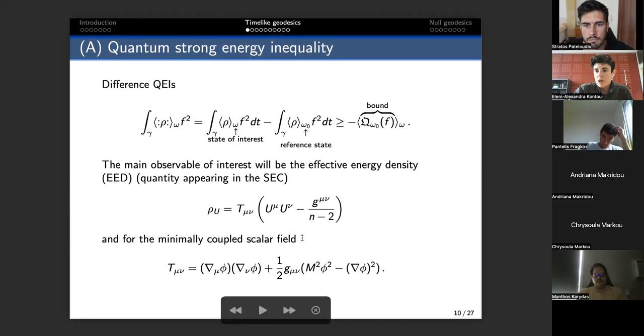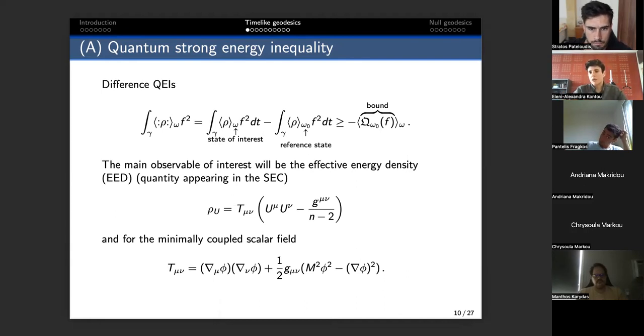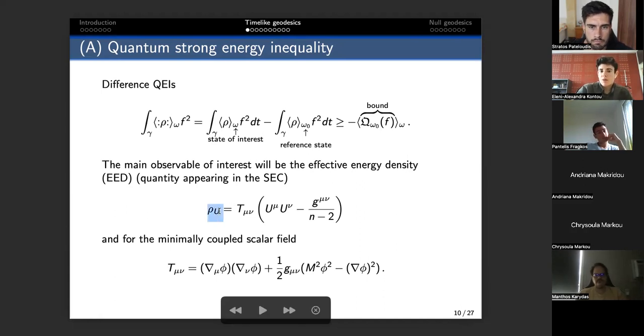And what theory are we taking? We're taking the minimally coupled scalar field, which is one of the simplest fields we can take. So what we do is we take the minimally coupled scalar. Here, capital M is the mass, and we quantize it and derive this difference quantum inequality for the effective energy density.